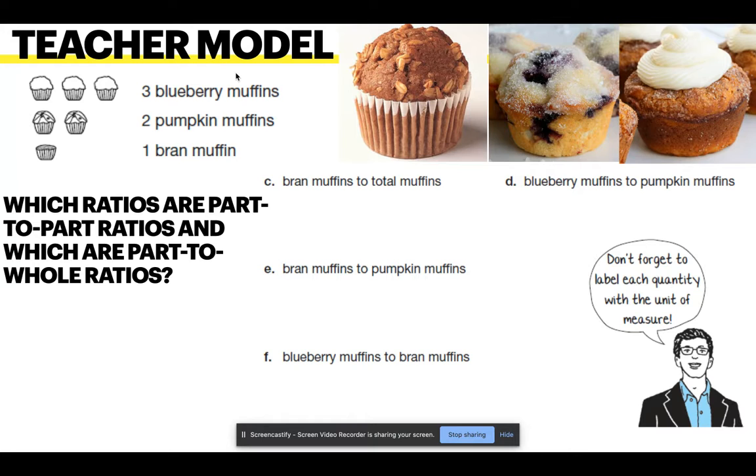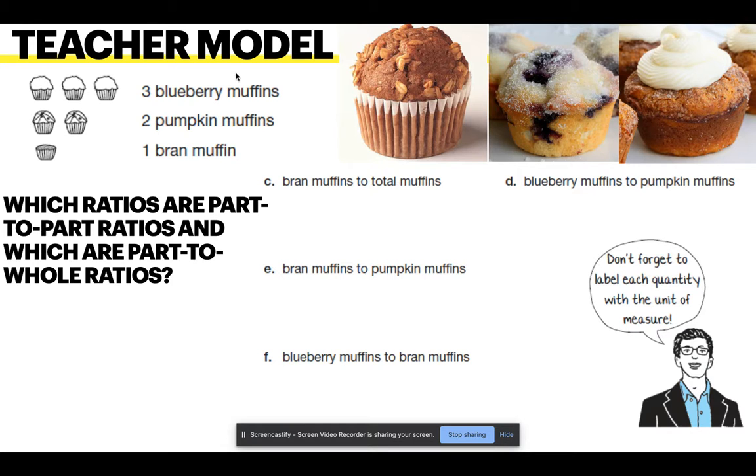All right, so we have 3 blueberry muffins, 2 pumpkin muffins, and 1 bran muffin. We have questions C, D, E, and F to answer. So now that I know that we have 3 blueberry muffins, 2 pumpkin muffins, and 1 bran muffin, I know that 3 plus 2 plus 1 is 6. So I know that there are a total of 6 muffins. I'm going to keep that in the back of my mind.